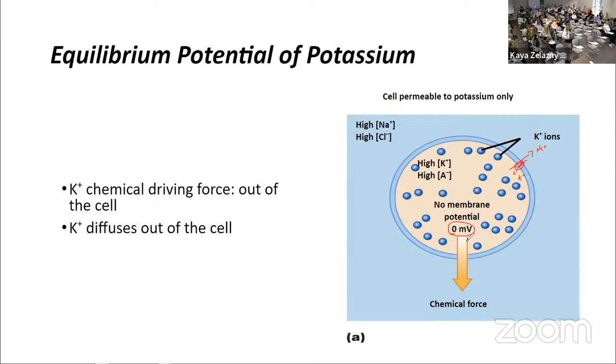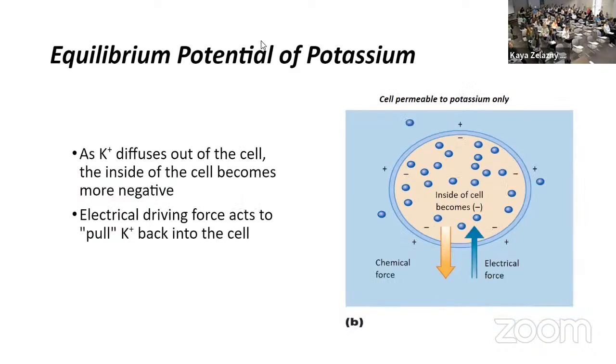When we start at 0, there's a force for potassium to leave because of that chemical concentration, right? So it has a CDF, a chemical driving force, to leave this cell. It starts up that movement of the potassium. As this progresses, potassium is leaving the cell, and the inside of that cell starts to become negative.